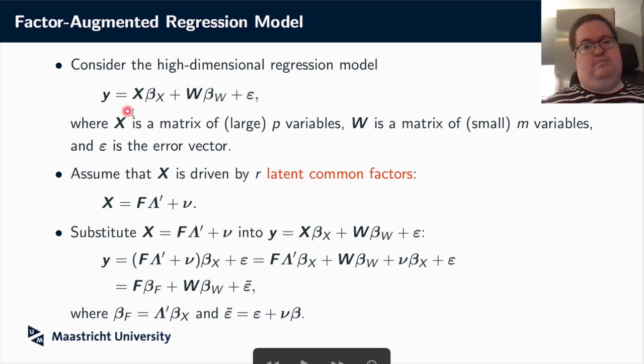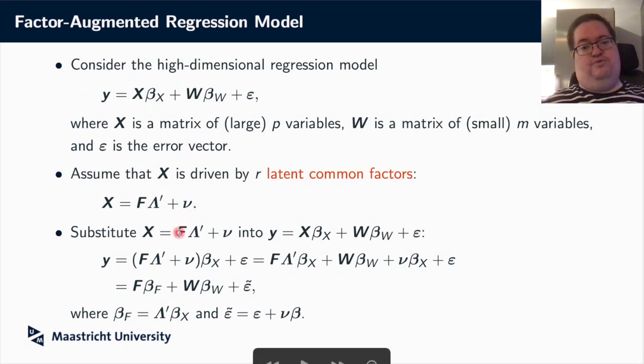And to deal with the high dimensionality in X, we assume that X is driven by R common factors. But these common factors are latent, so we do not actually observe them. This allows us to write a vector structure for X, where we can write X as the factors times the loadings, which indicate how much of the factors actually load on each of these variables in X, plus some idiosyncratic error terms that are unique to each individual variable.